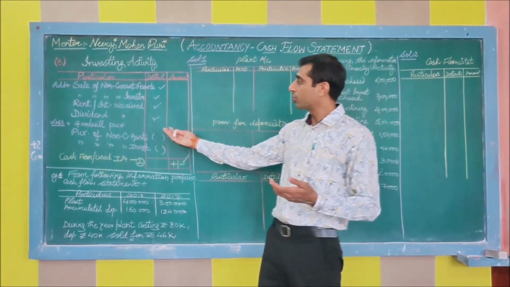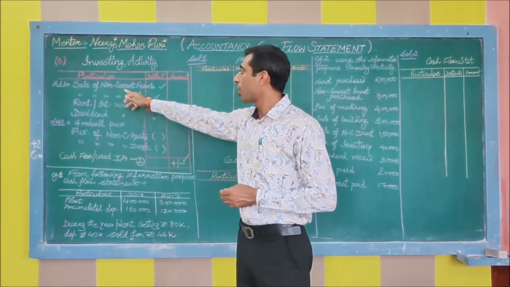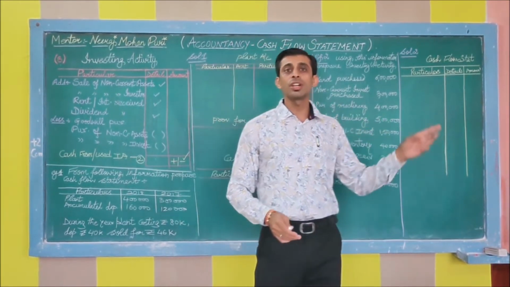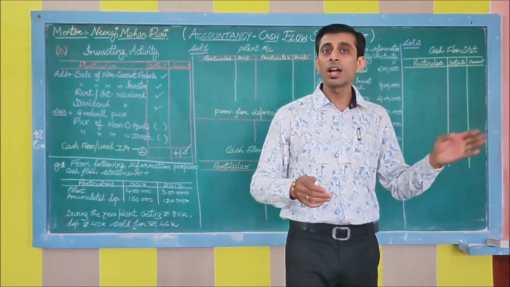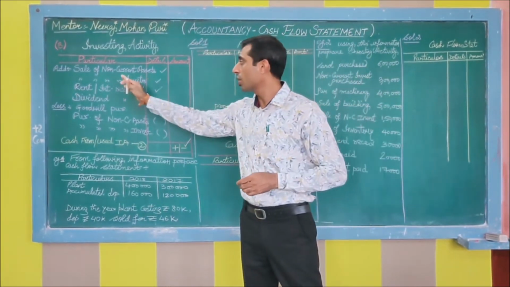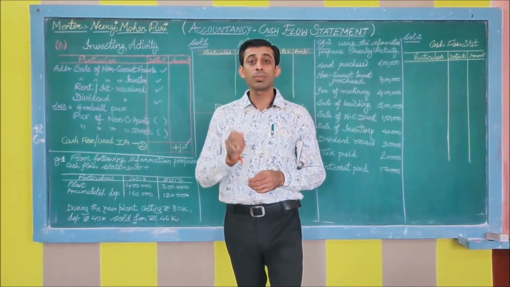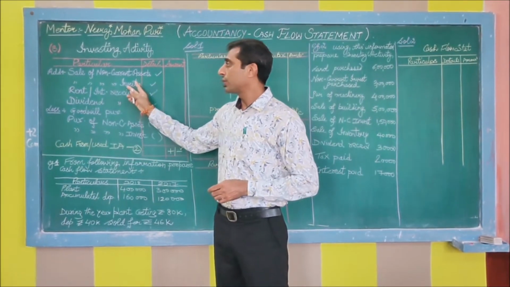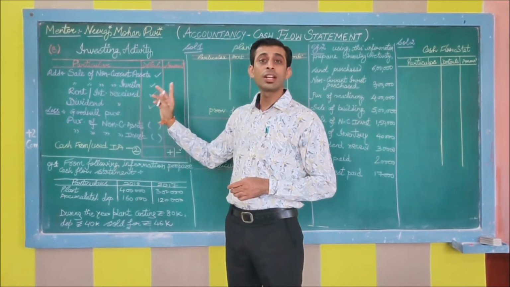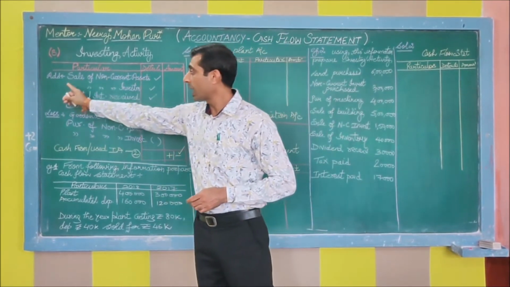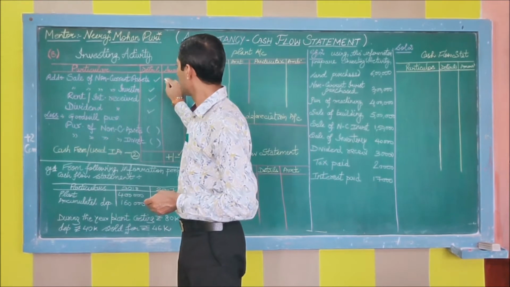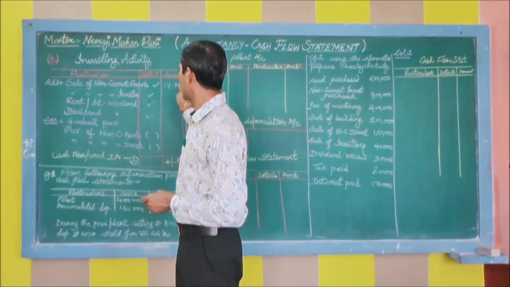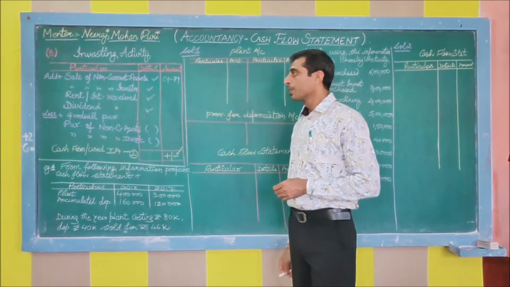Formula and method is very simple. Sale of non-current assets means land, building, plant, machinery, furniture, vehicles, etc. Or sale of non-current investments, which means long-term investments. Both, if there is a sale or a reduction, will be shown and will be added. The formula will be simple: current year minus previous year. From here you will come to know.